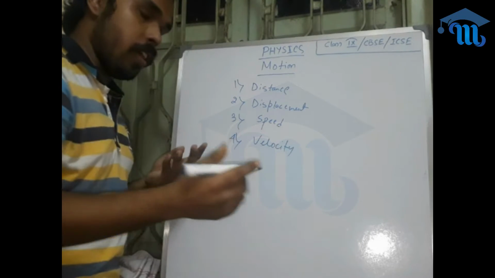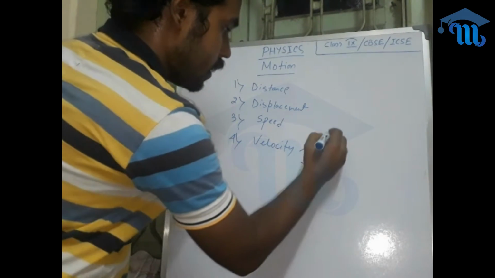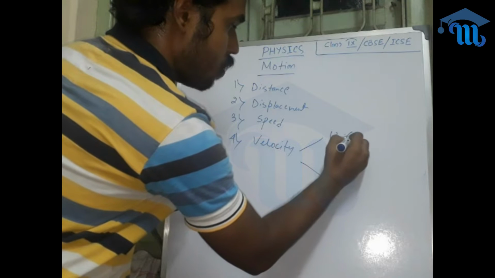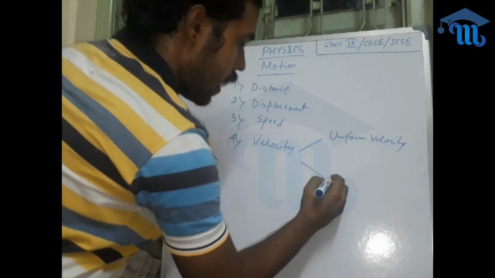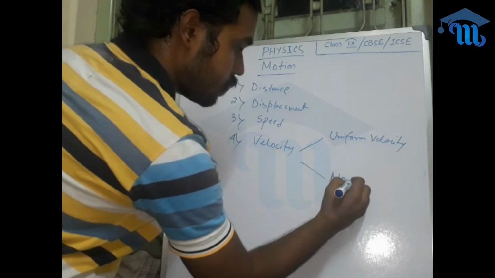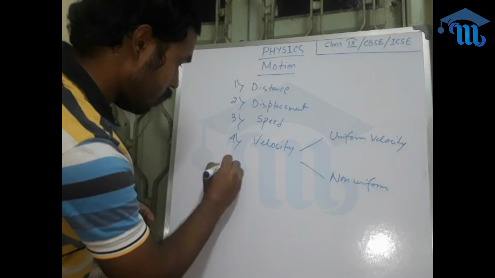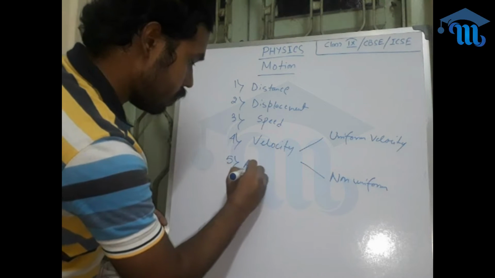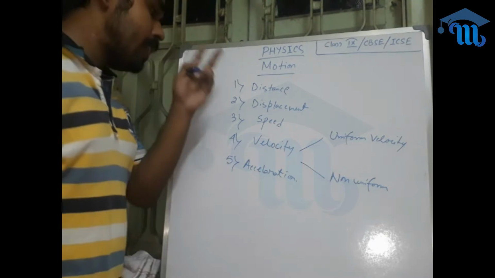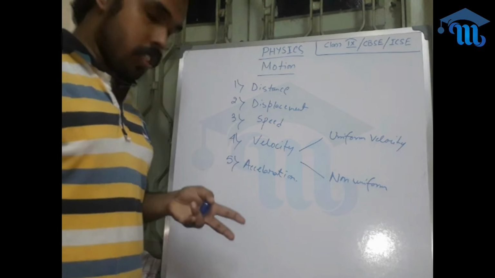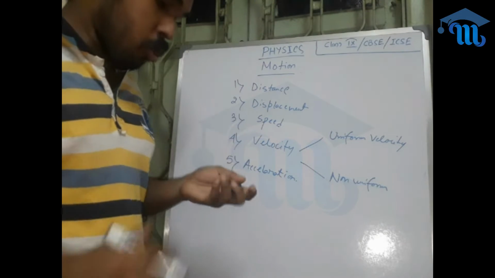Now we can divide velocity into particular cases, that is uniform velocity and non-uniform velocity. Now there comes acceleration. So these are the 5 basic topics we need to focus on in this particular chapter, motion.